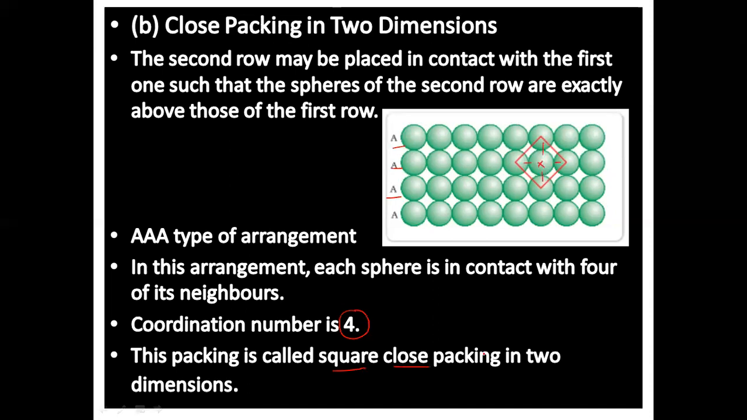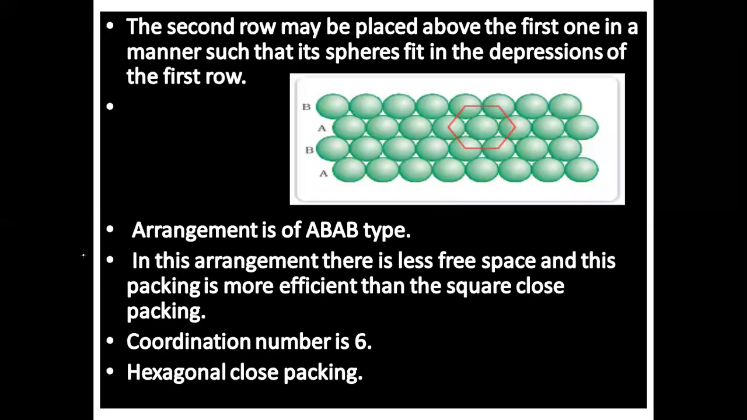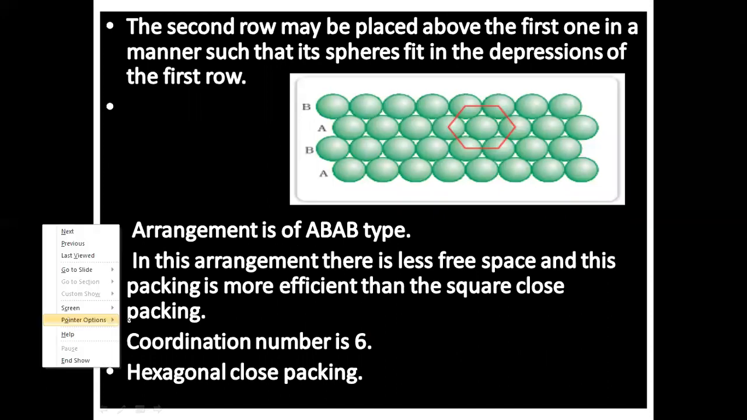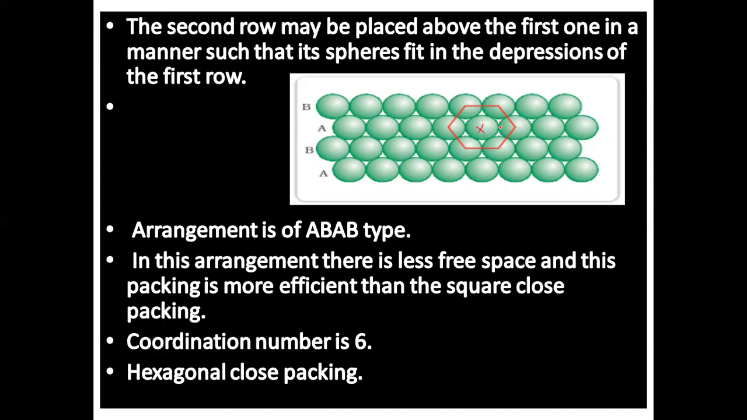in two dimensions. And the second method is when the spheres fit in the depressions of the first row, and then this arrangement is called AB type arrangement. In this arrangement, one sphere is in contact with six others: 1, 2, 3, 4, 5, 6. Therefore, its coordination number is 6, and this is known as hexagonal close packing. In this arrangement, there is less free space, and this packing is more efficient than square close packing.